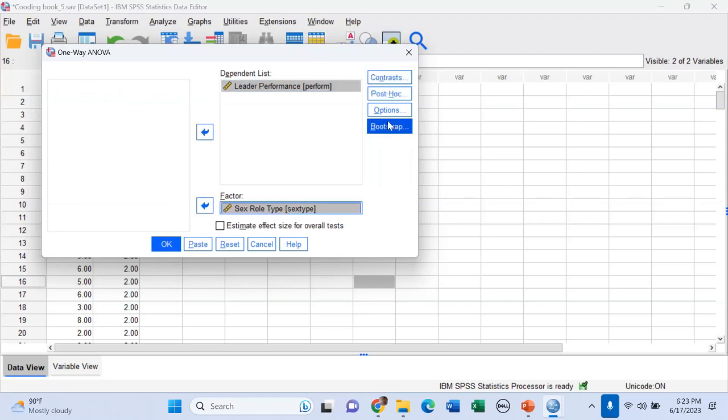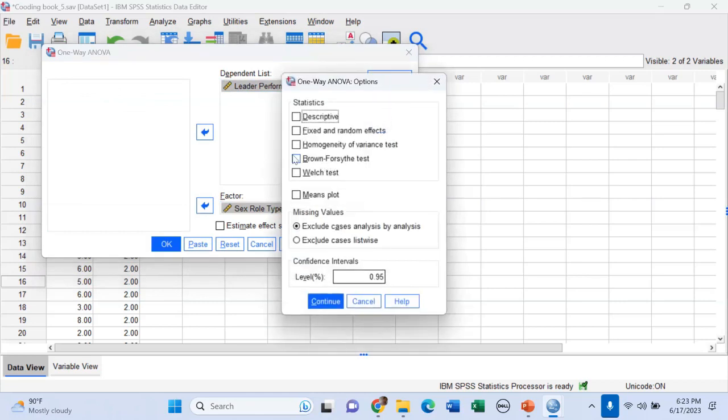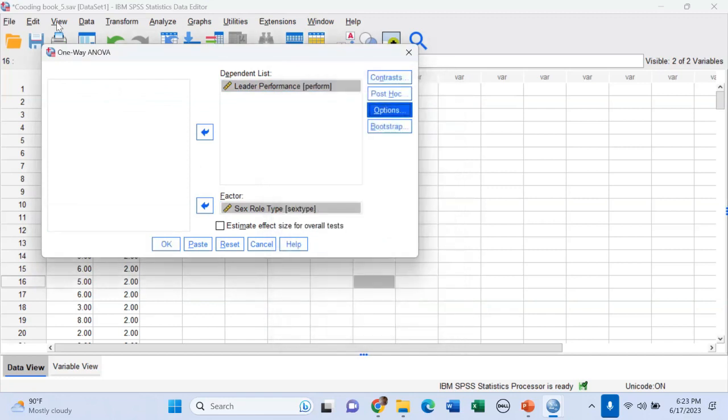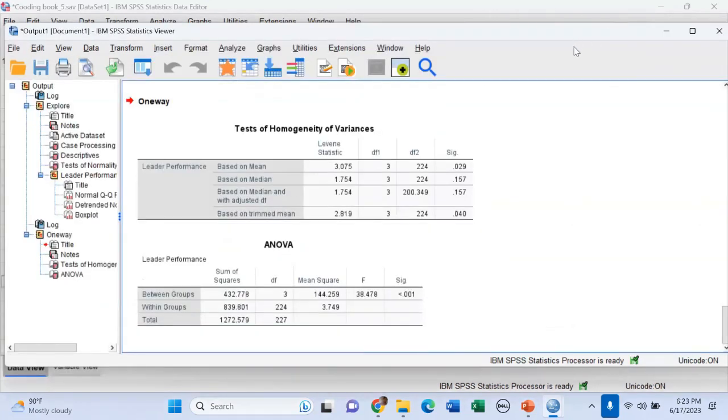Coming to the options, as a part of one of our assumptions, we select homogeneity of variance test. We are assuming that there is equal variance among all the four groups of sex role types. Okay. Click on homogeneity of variance test. Continue. Now, there are two ways one can conduct one-way ANOVA. First of all, we are going to check it based on our data requirement, that is homogeneity of variance. Okay, click on OK. Now we have two outputs here: test of homogeneity of variance and ANOVA test.